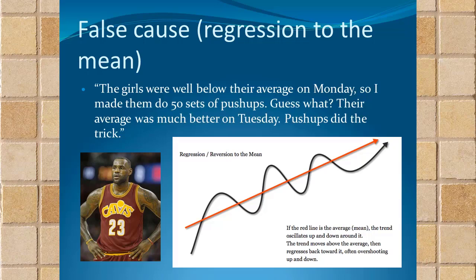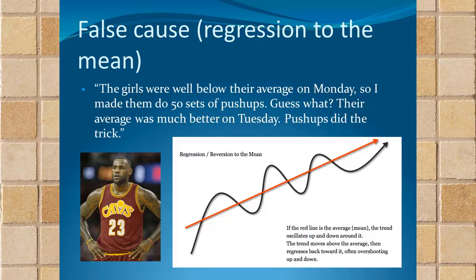So, for instance, I know this example doesn't relate to LeBron, so just keep that in mind. In this example on the PowerPoint at the top there, it says, "The girls were well below their average on Monday, so I made them do 50 sets of push-ups. Guess what? Their average was much better on Tuesday. Push-ups did the trick." So this coach, in this example, fails to appreciate regression to the mean because he assumes that it's him having them do their push-ups that led them back to do better.